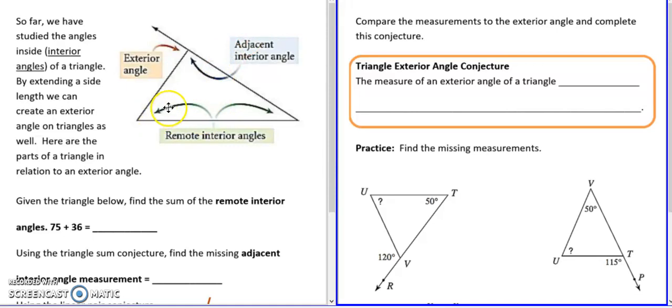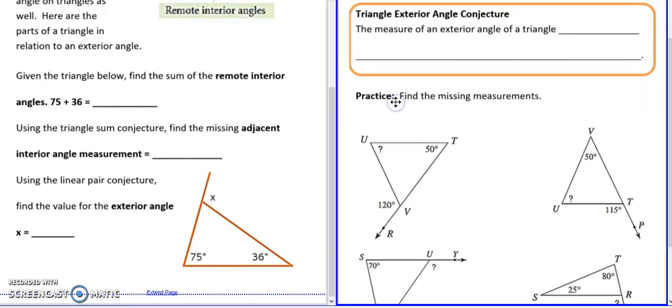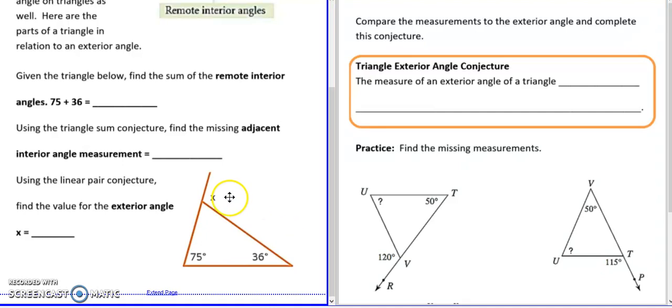And then the other two angles, which kind of look like base angles in this picture, those are called the remote interior angles. So they are on the inside as well, they're just not next to the exterior angles. So here it says, given the triangle, find the sum of the remote interior angles. If I look at the picture given below here, we have a 75 degree and a 36 degree. We want to add those together. And the sum of those comes out to 111 degrees.